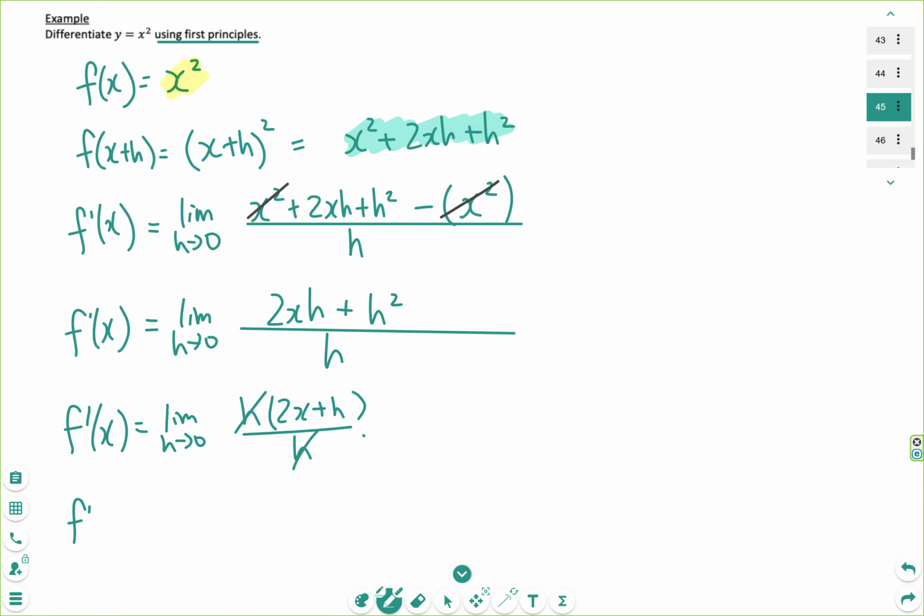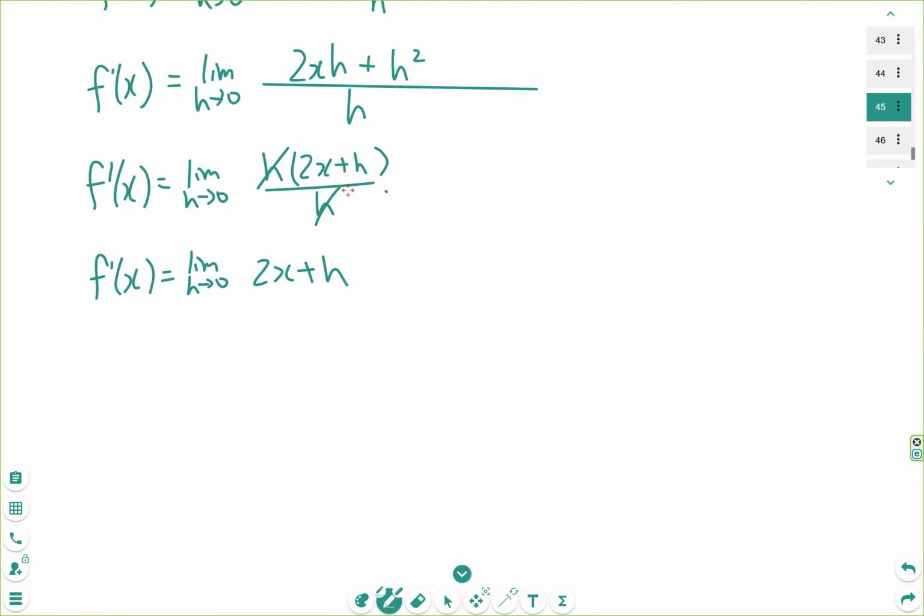So I get f dash x equals limit h tends to 0, 2x plus h. Now the denominator h is gone. Can we now substitute h equals 0? Yes, we can. So we substitute h equals 0. So f dash x equals 2x plus 0, which equals 2x. F dash x equals 2x.